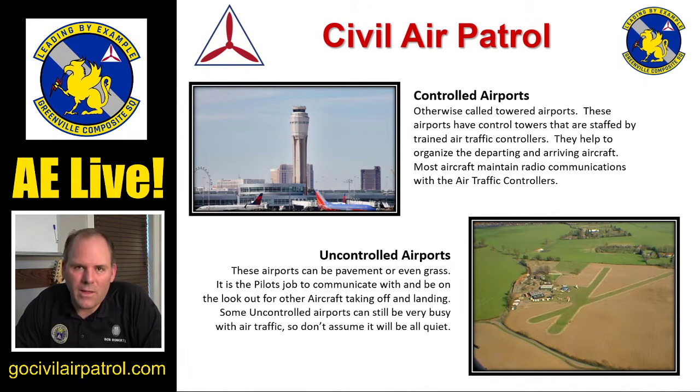And then at an uncontrolled airport, it could be somebody's backyard. You may not have anybody there. It could not even be paved. It could be a grass runway like this picture shows. So you really want to make sure that you're always being very diligent, but you have to communicate much more with other airplanes.